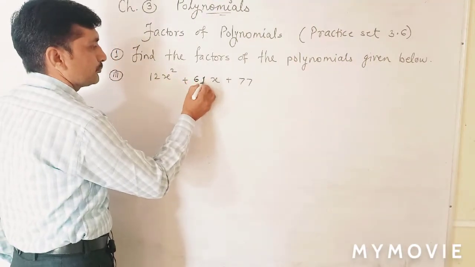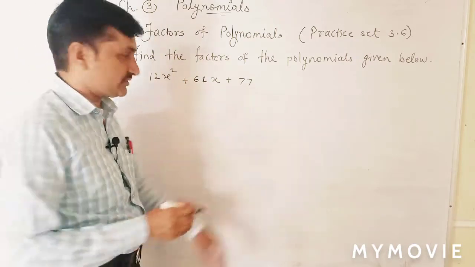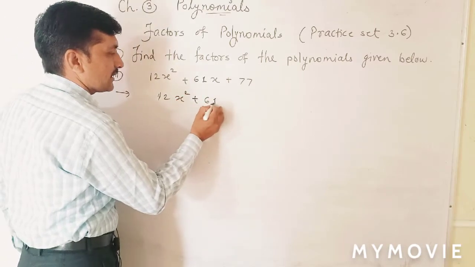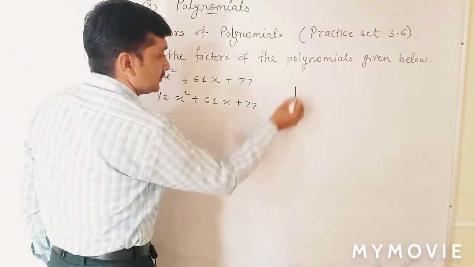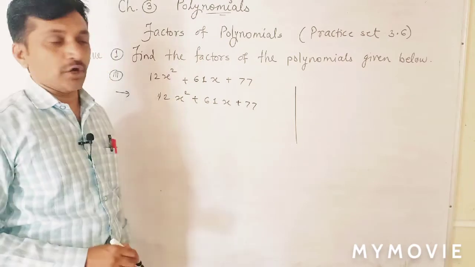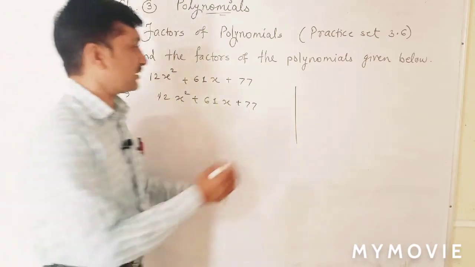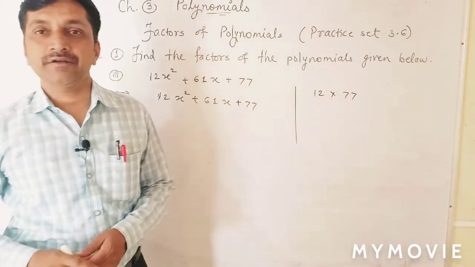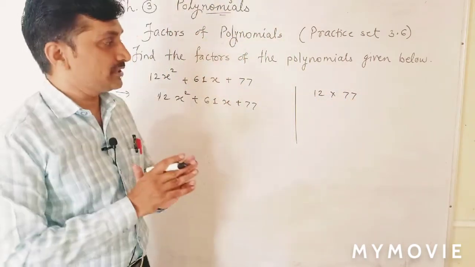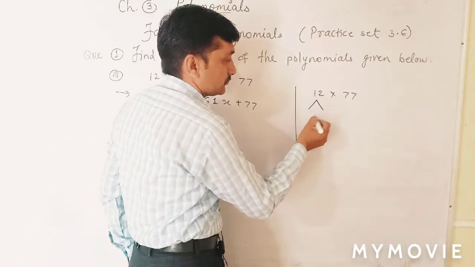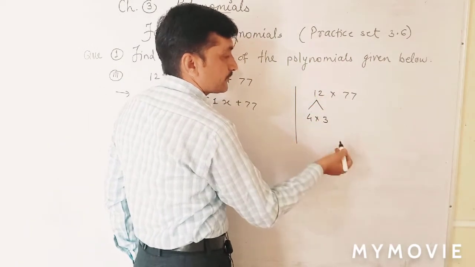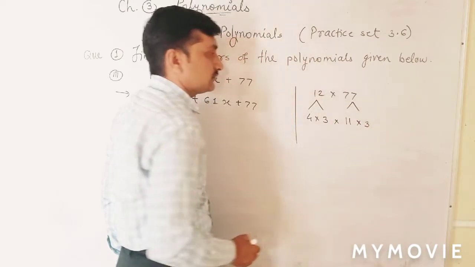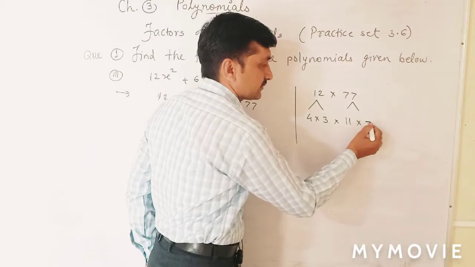12x square plus 61x plus 77. First step, we do the product of first and last. 12 multiplied by 77. Now if we multiply, we get a big product. That's why don't multiply them, factorize here only. 4 3s are 12, and factors of 77, 11 7s are.